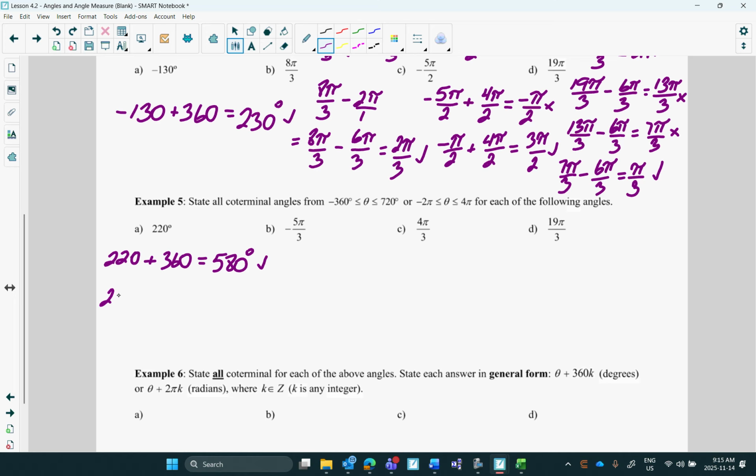Go back to the original and start subtracting. What's 220 minus 360? Negative 140. Is that in the interval? Yes. If I were to subtract another 360, no, it would get too small. That would take me past this. So those are the coterminal angles.